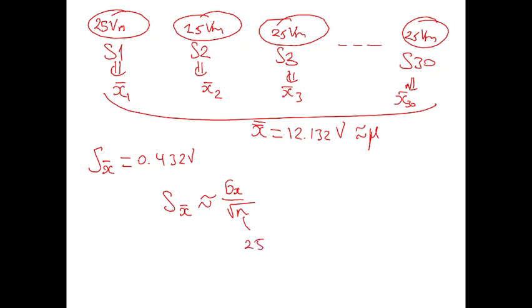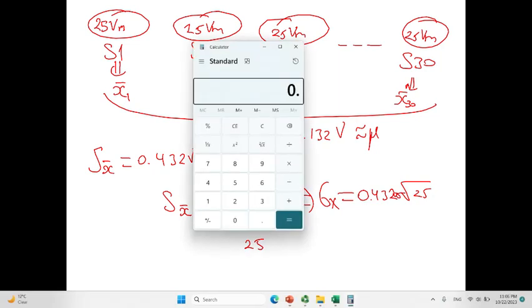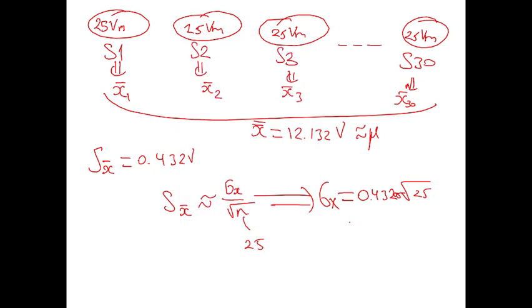And then to find sigma x, we just need to multiply 0.432 by the square root of 25. If you do that, it will be 2.16, so 2.16 volts. This one is actually approximately, not exactly, equal. So the standard deviation of the population is 2.16 volts. This is the final result for this problem.